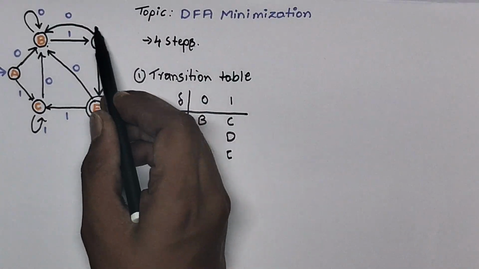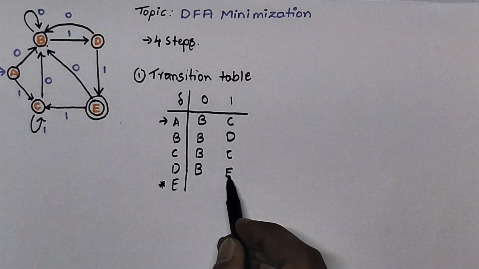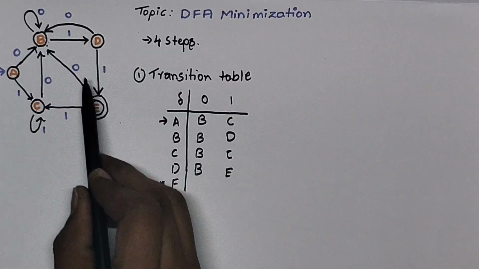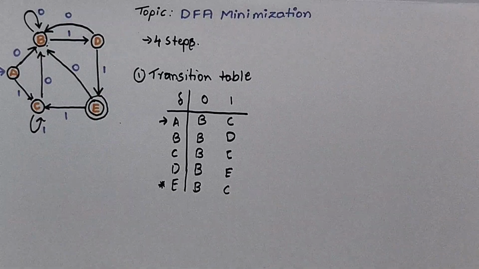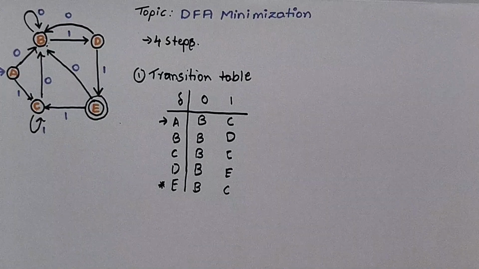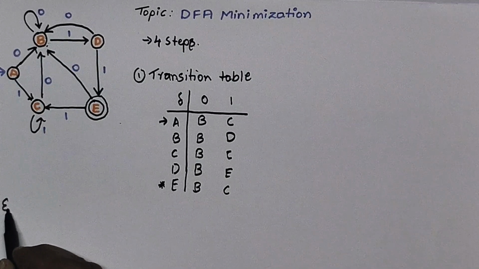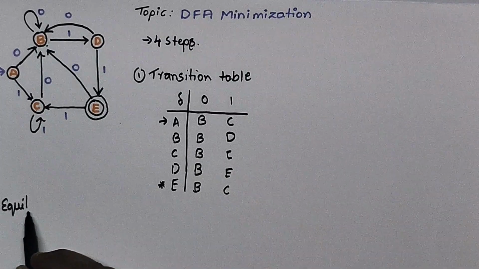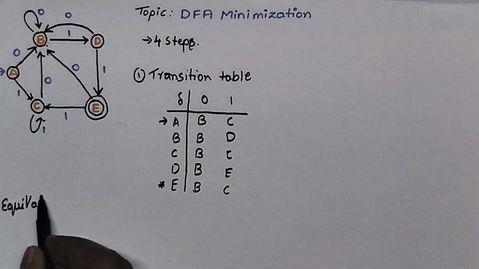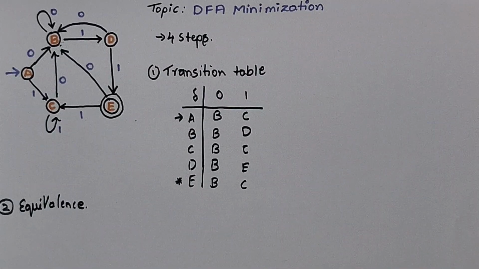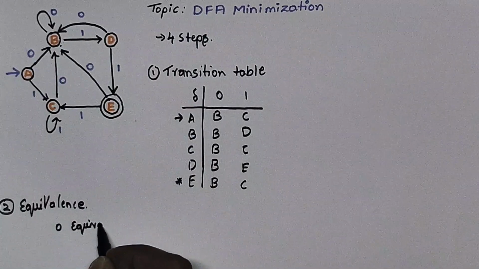Now D, for 0 it is moving to B, for 1 it is moving to E. Next, the last one, E, for 0 it is moving to B, for 1 it is moving to C. Now we completed the first step, and let's start the second step. The second step is to find the equivalence. We will be starting with the 0 equivalence at the starting stage.